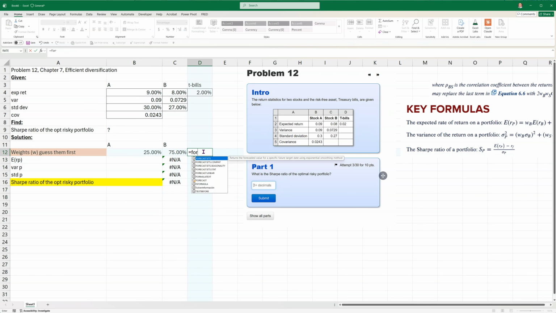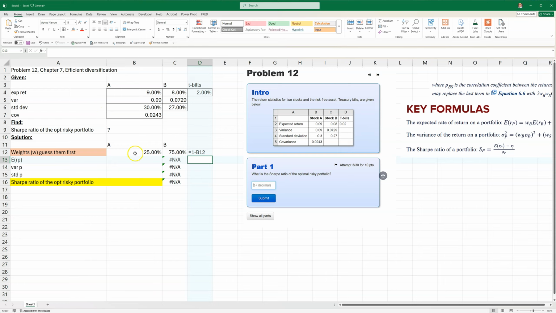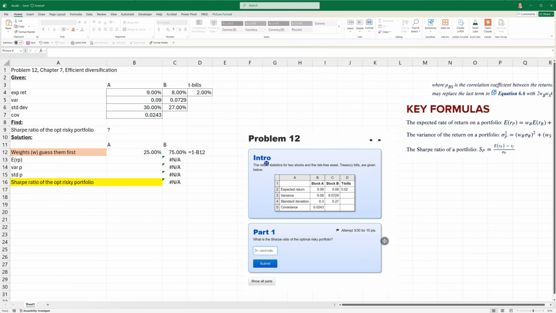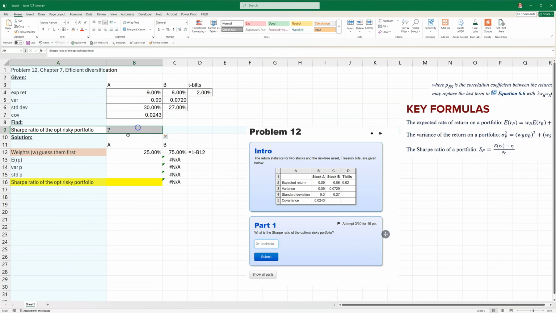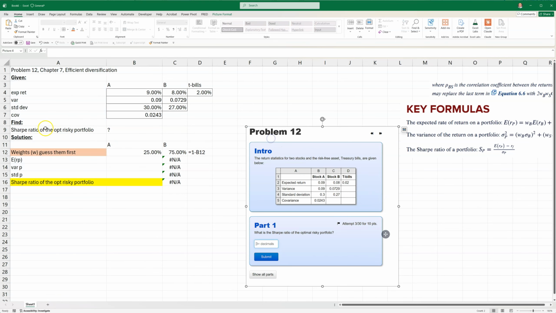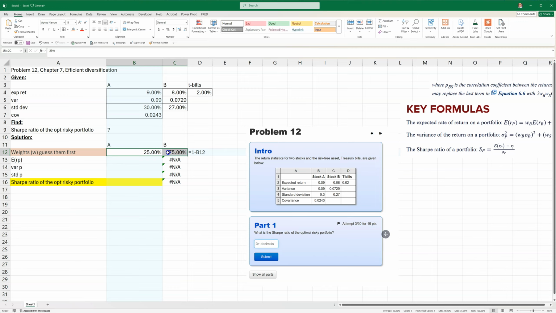Let me put the formula in here. Okay, so these two together, if you look down here, they have to add up to 100%. Right? So now we can calculate the expected return of the portfolio. So I'm going to get rid of this, and basically we want to find the Sharpe ratio of the optimum risky portfolio. In other words, we want to find what weights. First, we have to figure out what weights are the optimum risky portfolio, and that would be the one where the Sharpe ratio is a maximum.